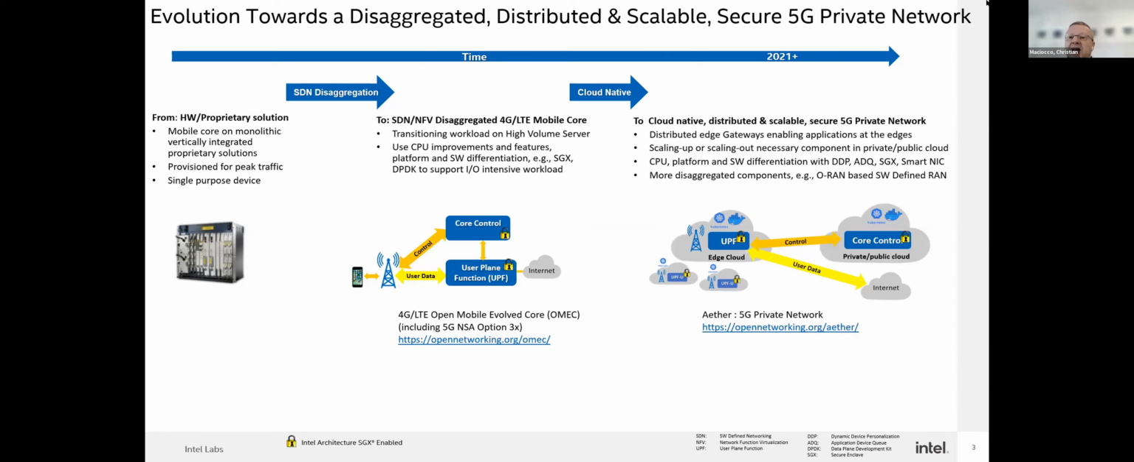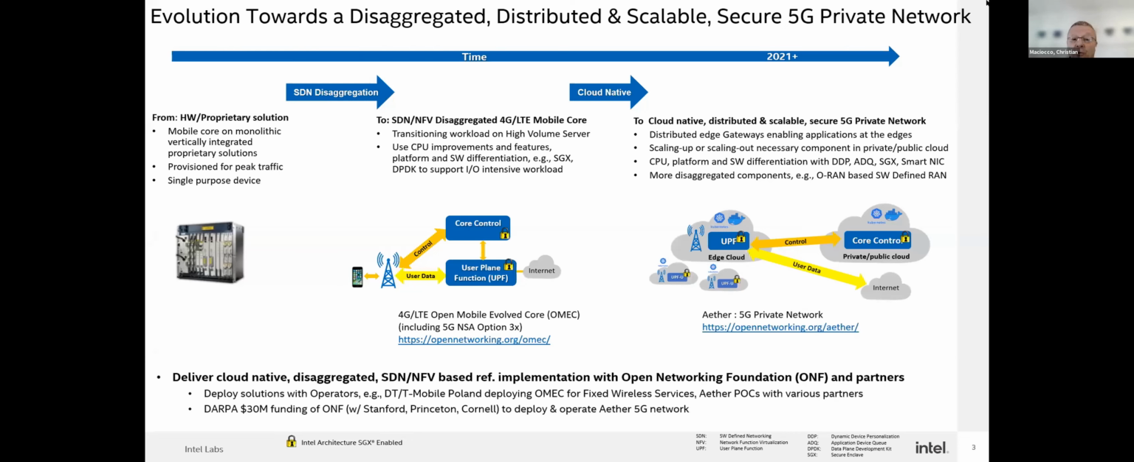Again, for us at Intel, we use additional CPU features or platform enhancements. We describe them as we move along the slide, mentioning here DDP, Dynamic Device Personalization, Application Device Queue, and SmartNIC. But also as we move forward, how do we add more and more disaggregated components, and, as the previous speakers talked about, an ORAN-based software-defined radio? So this is the Ether network, and we'll go into some detail about what Ether is and what the Ether components are.